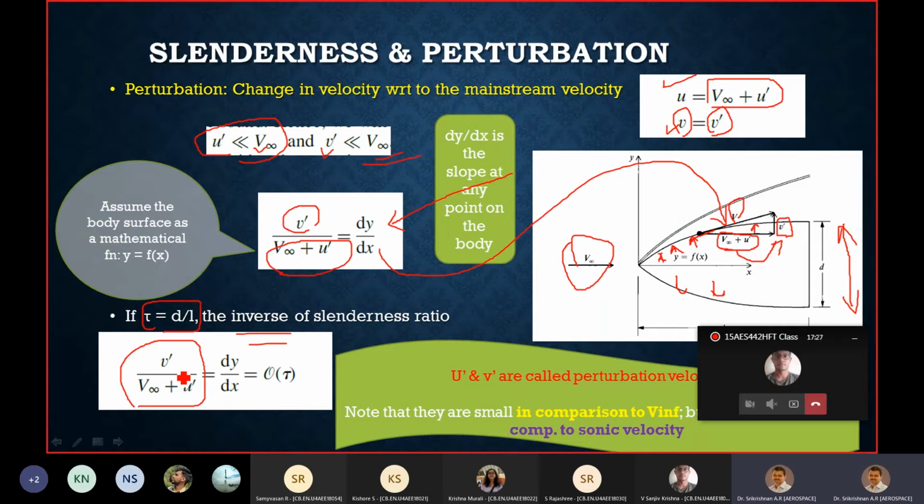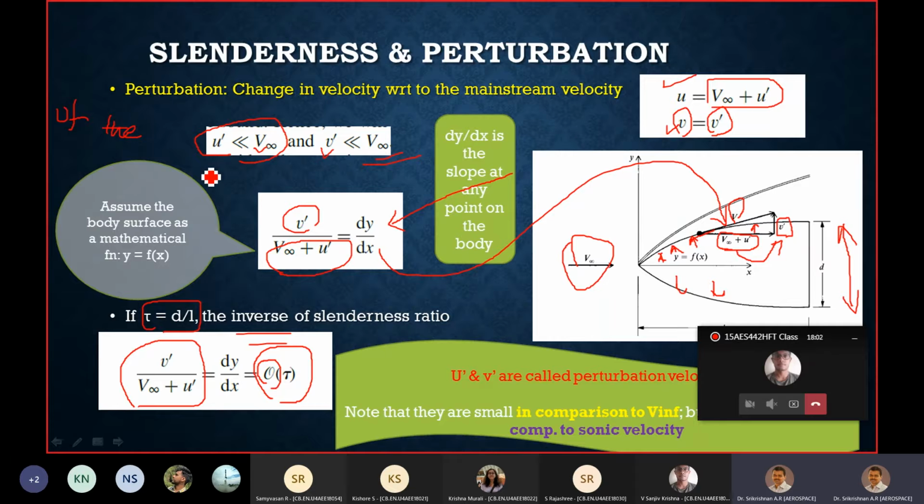So dy by dx is going to be of the order of d by L. I'm not saying that they are equal. They are going to be of the order of. Now, what is meant by this notation? This is used here to indicate as of the order of. Of the order of means of the order of magnitude. Order of magnitude analysis, I'm sure you're familiar with that.